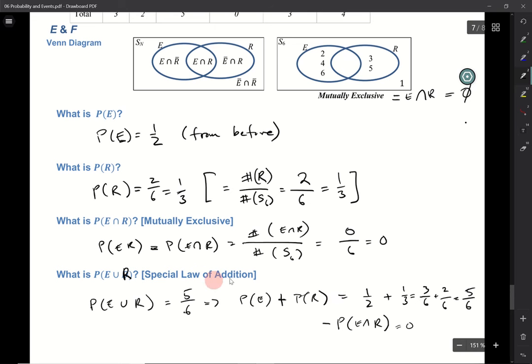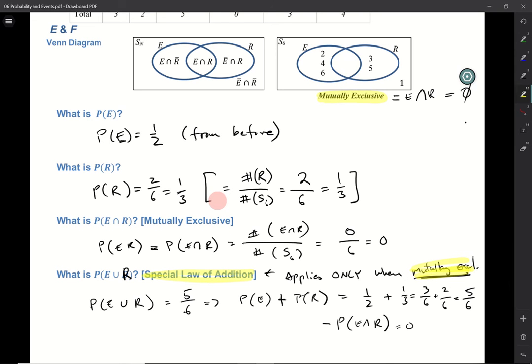So this gives the special law of addition, which applies only when what? Mutually exclusive. Okay, so if you know that the two sets are mutually exclusive, that's this case. So the special law of addition is for when events are mutually exclusive. Okay, does that make sense?